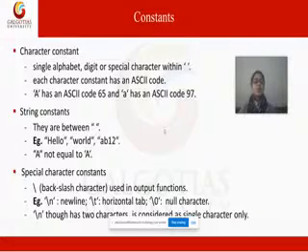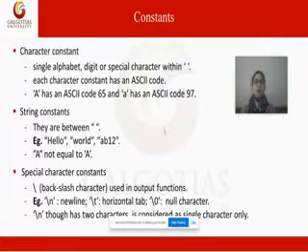A character constant is in between single quotes. And please remember, they are both facing in the same direction. So a single alphabet, digit or special character within this single quote is a character constant. Each character constant has an ASCII code, and the code for a capital A versus a small a is going to be different, right?